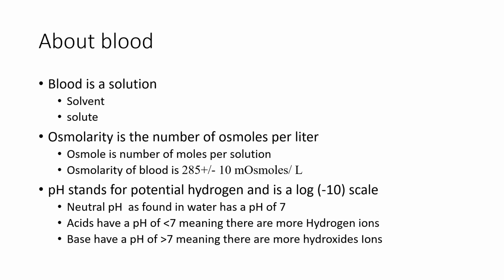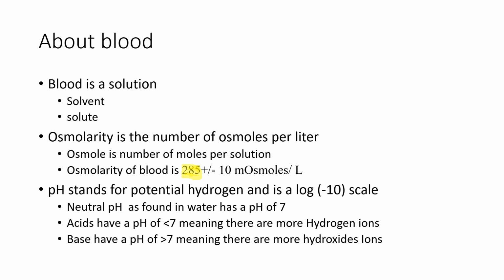The osmolarity of blood tends to be about 285 milliosmoles per liter. That is actually important because if you have lower osmolarity, it means you're going to have fewer dissolved particles, and so water is going to act a certain way.